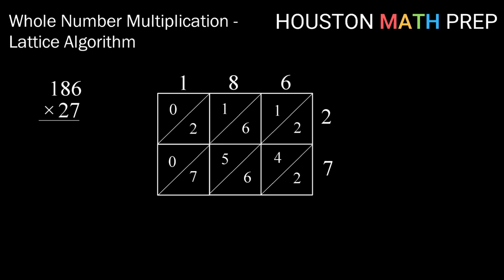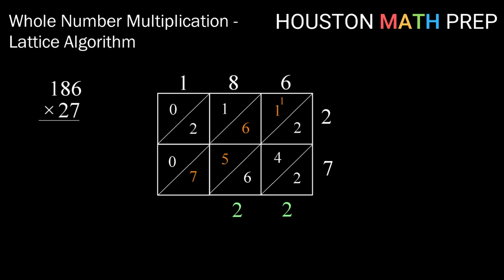Now that we have all of our boxes and triangles filled in, we repeat the process. We get our digits by adding up the sum of the values in each diagonal. So 2 here is our ones digit. Now moving over to our tens digit, when we add up 6 plus 4 plus 2, we get a sum of 12. So we'll bring the 2 down and carry the 1 up into the next diagonal.